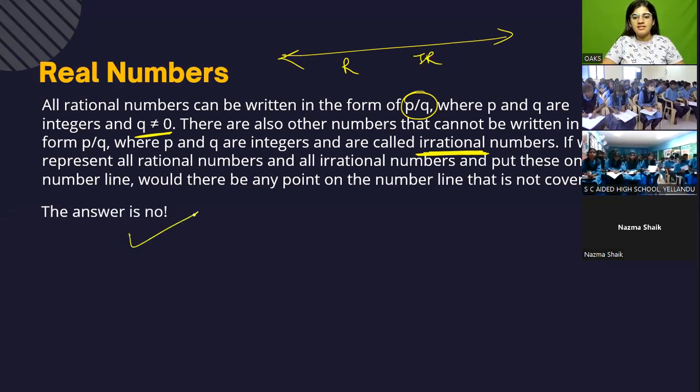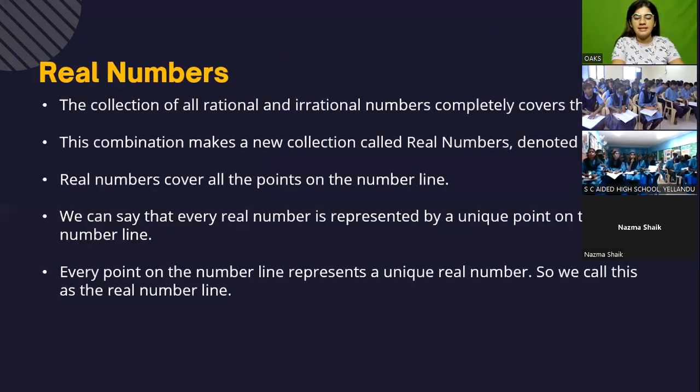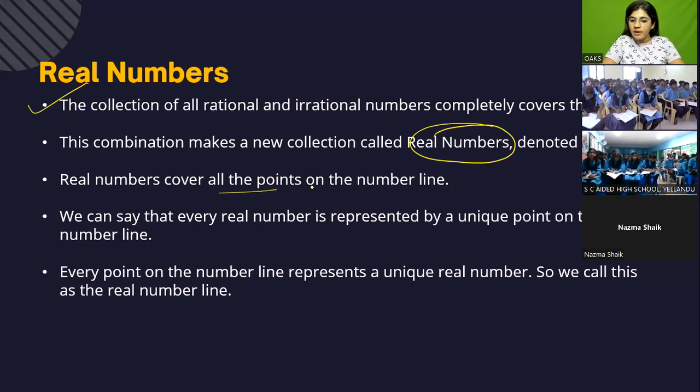So what does that mean? The definition of real number is that it is the combination of all rational and all irrational numbers. The collection of all rational and irrational numbers completely covers the number line. This combination makes a new collection called real numbers, denoted by R. Real numbers cover all the points on the number line.